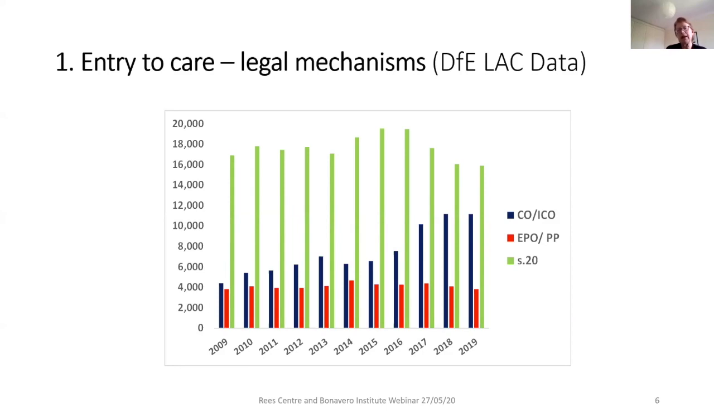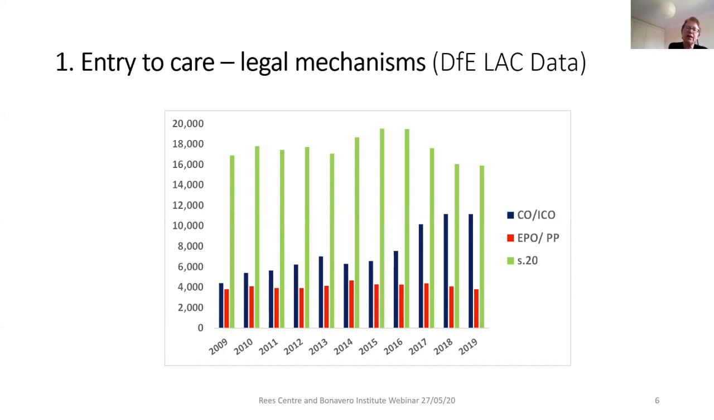What we see in the pattern there is there's not a lot of change in those emergency applications, emergency powers over that 10-year period, whereas care orders, interim care orders, have increased and the use of section 20 has declined. So we've actually got a really substantially changing pattern happening in the teens between use of orders and use of section 20.